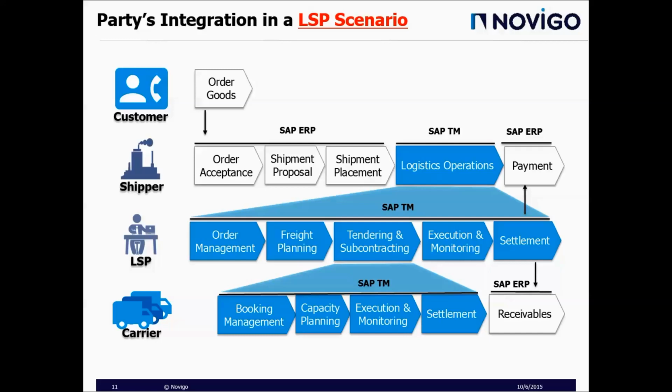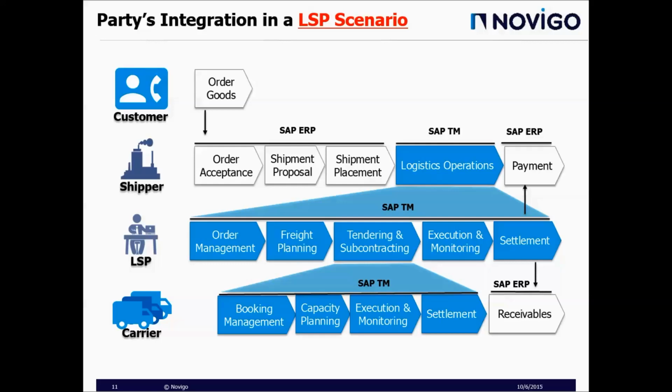Now I would like to show you how all parties in one transportation cycle integrate with each other. We have two major transportation scenarios in SAP TM, LSP scenarios and shipper scenarios. This slide covers LSP scenarios, meaning we have a third-party logistics service provider to manage and organize our shipments. Everything starts with a customer placing an order. Then the shipper does order acceptance, shipment proposal, and shipment placement through their SAP ERP system. Then the logistics operations need to be done in SAP TM.